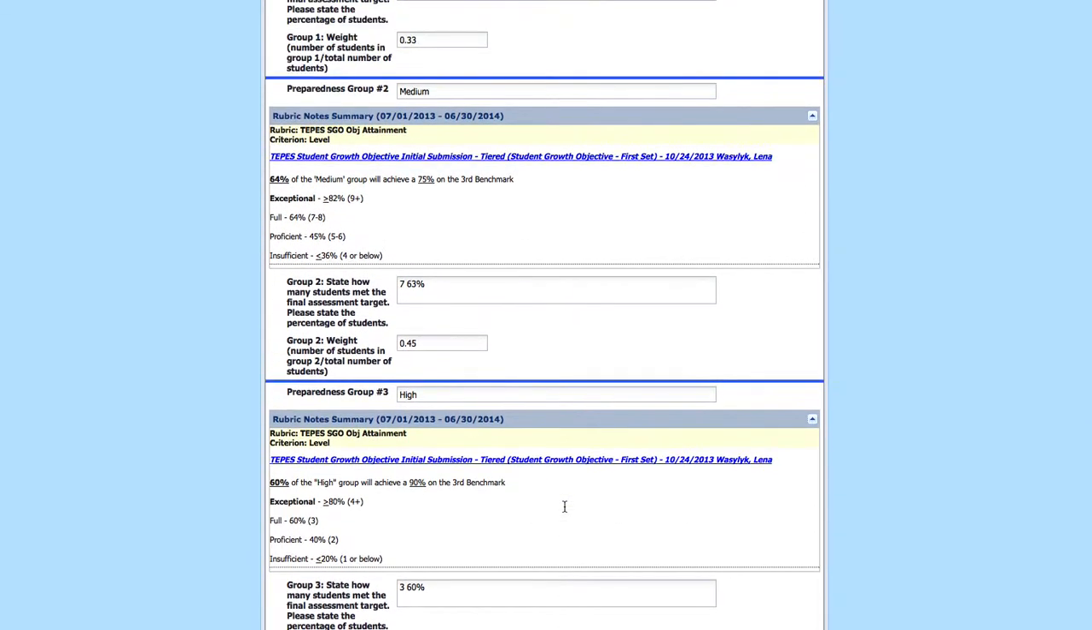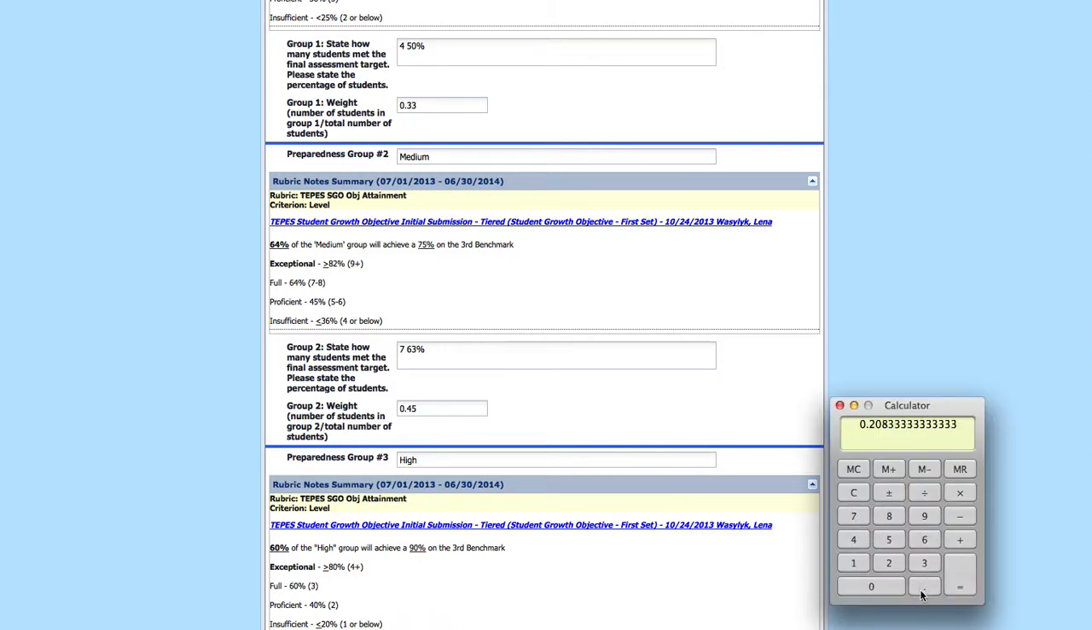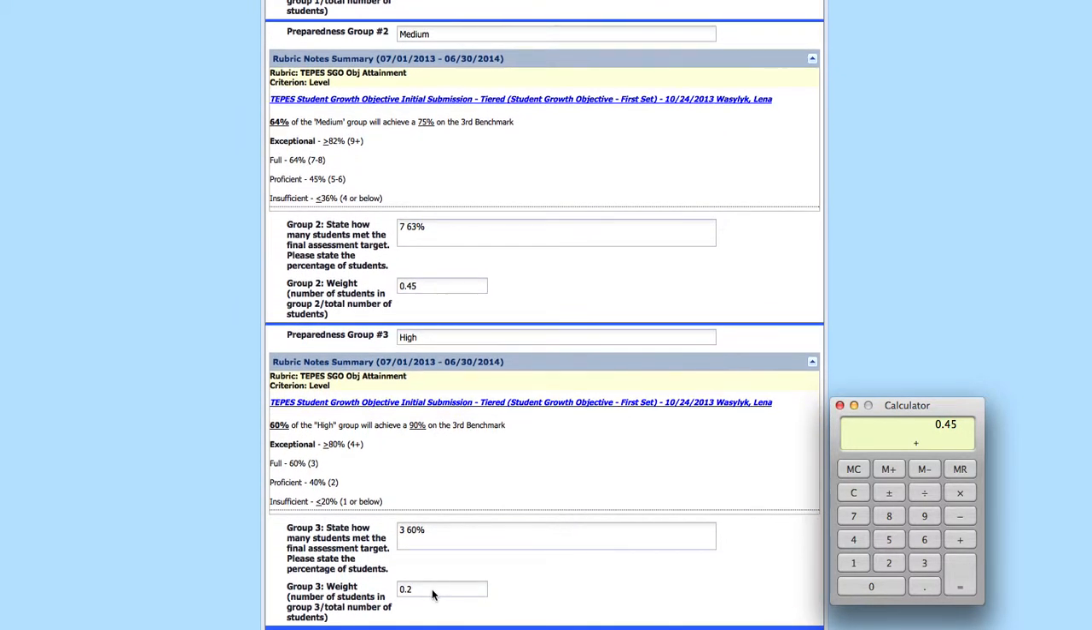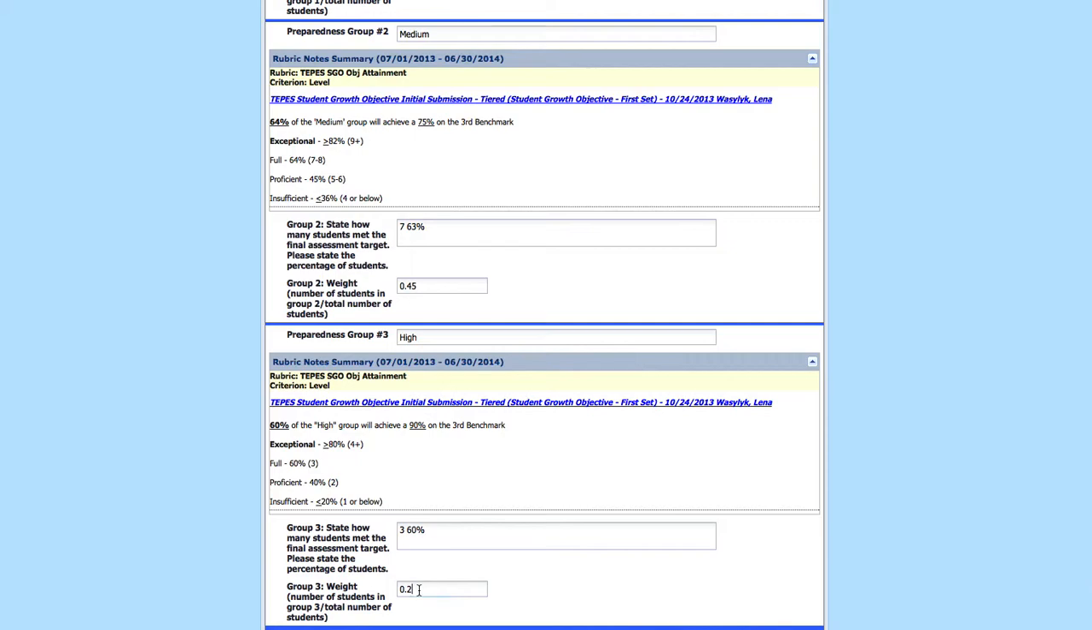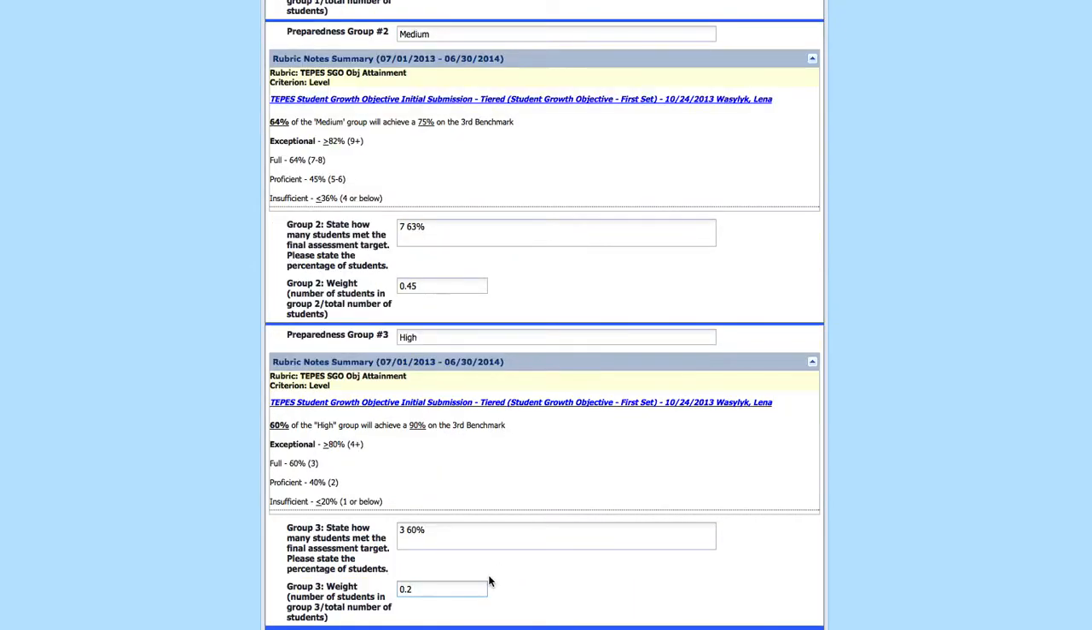So we've now completed all 3 of these groups. So if we look here, the weight, so we have 0.33 plus 0.45 and 0.2 gives us 98. So we can actually round up here, which I think we might do right here, because we had 5 total students in that class.